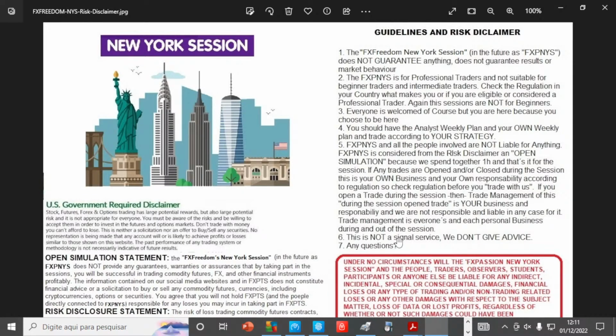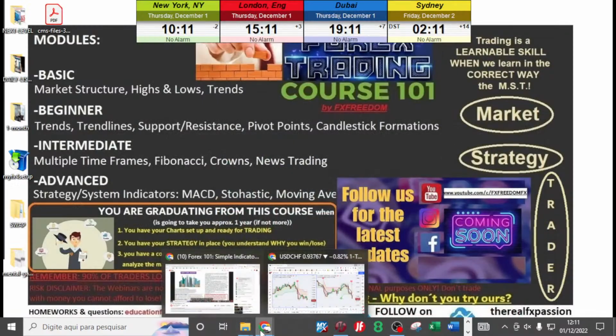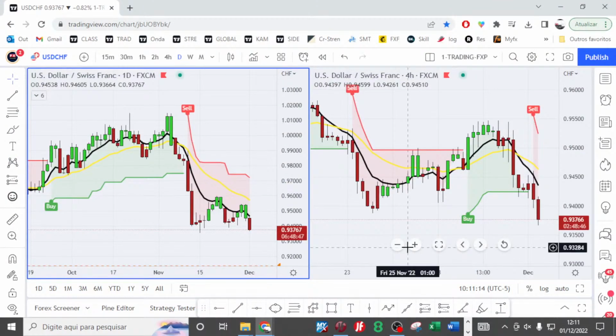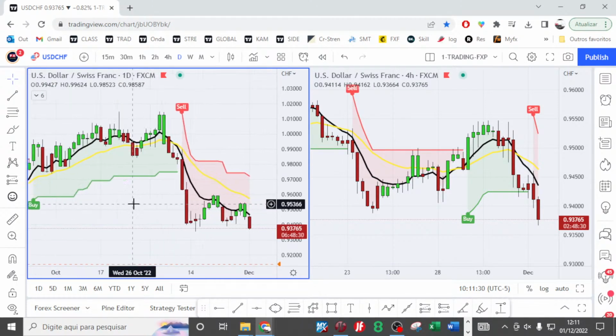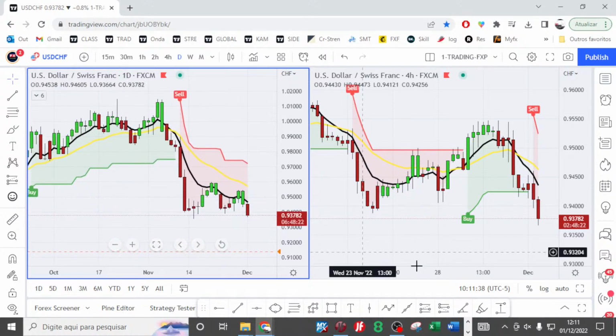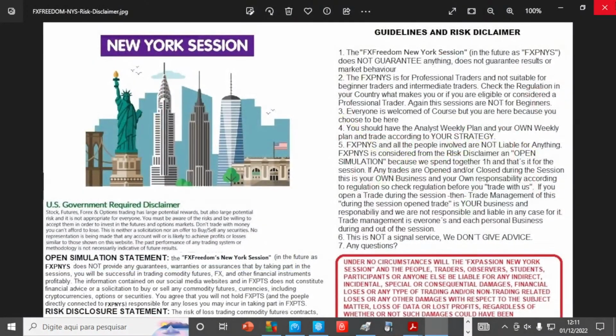This is not a signal service, we don't give any advice, okay? This is for you to talk to professional traders and share your visions, share your ideas. Let's share our vision right now, everybody. USD CHF, long or short? So we have our indicators. My strategy, everybody, is telling me to buy USD CHF on the weekly chart. Okay, just an example. And out this one.